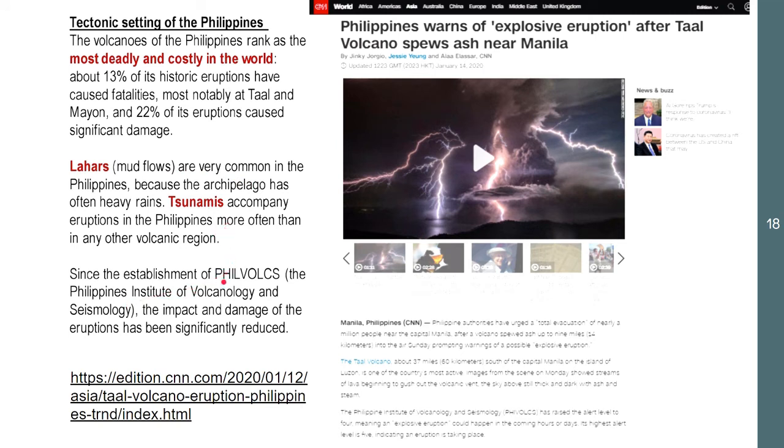Because of that, PHIVOLCS, the Philippine Institute of Volcanology and Seismology, was created in order to study our 53 volcanoes and to help notify the citizens of such impending eruptions.